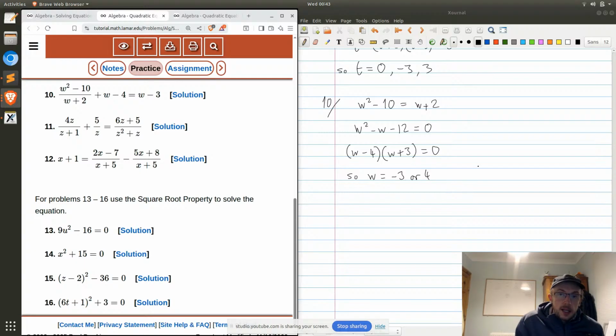All right, how about problem 11? Well now, multiply top and bottom of this one by z, and top and bottom of this one by z plus 1. That will help you out.